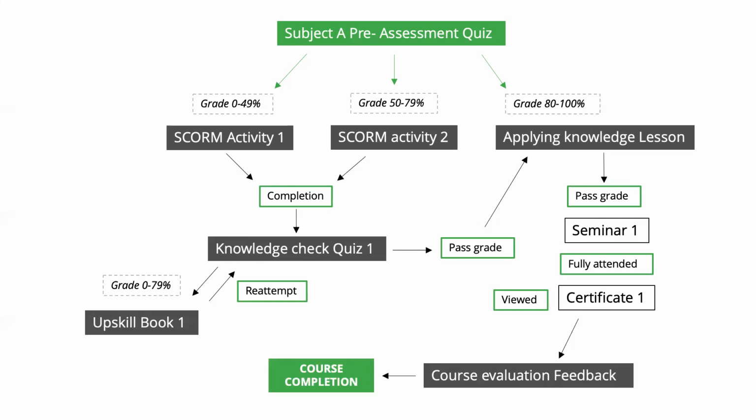Once they have been marked as fully attended, then their certificate for the course is available to them. And once they've viewed that, then they are presented with the course feedback form, and only on the completion of that do they complete the course. So because of this, the only activity that actually has to be mandatory as a course completion requirement is the feedback. The rest of them you don't need to add. In fact, I would encourage you not to.